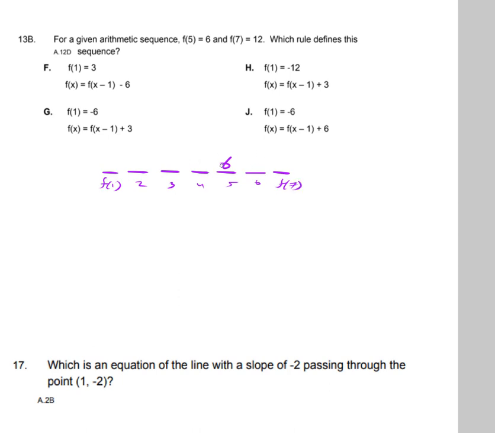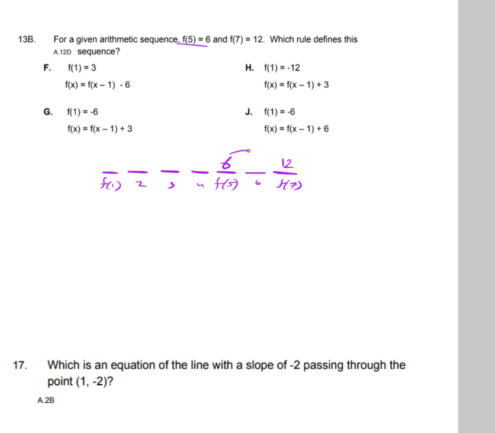So f of 5, it tells me, is 6, right? F of 5 is 6, so I put 6 there for f of 5. And then for f of 7, I put 12 because this is what they want us to put for that, okay? And which rule describes this sequence? So if I'm looking at this, I need to figure out what f of 1 is first. But in order to figure out f of 1, I need to figure out what my jumps are.